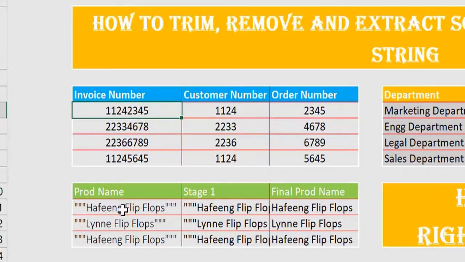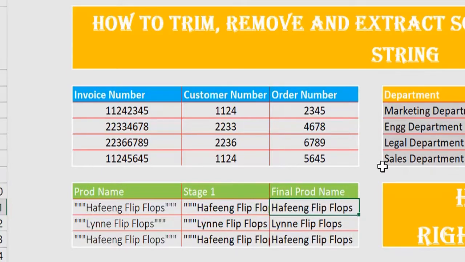The second data we have is the name of the product, and in the name of the product you can see that there are three characters appended in the start of the string, and there are three characters appended at the end of the string. So we have to remove all these three characters from the start, and we have to remove all these three characters from the end of the string, and we have to come out with the product name like this, without the extra additional characters which have been introduced at the start and at the end of the string.